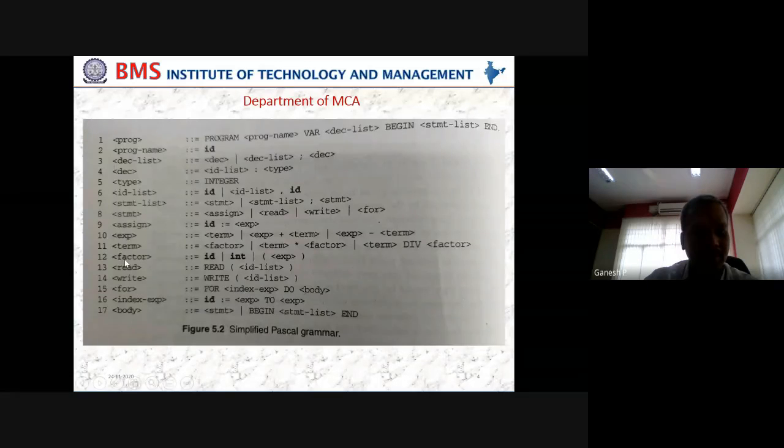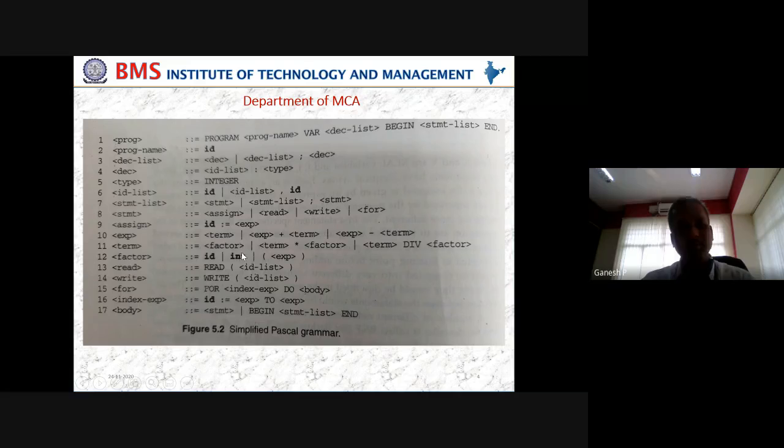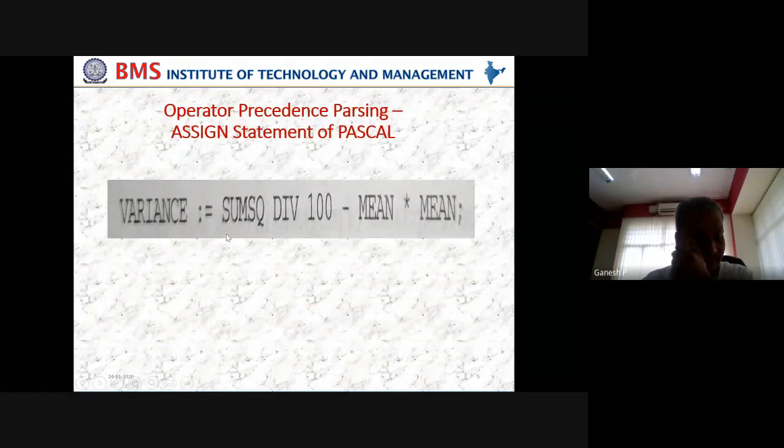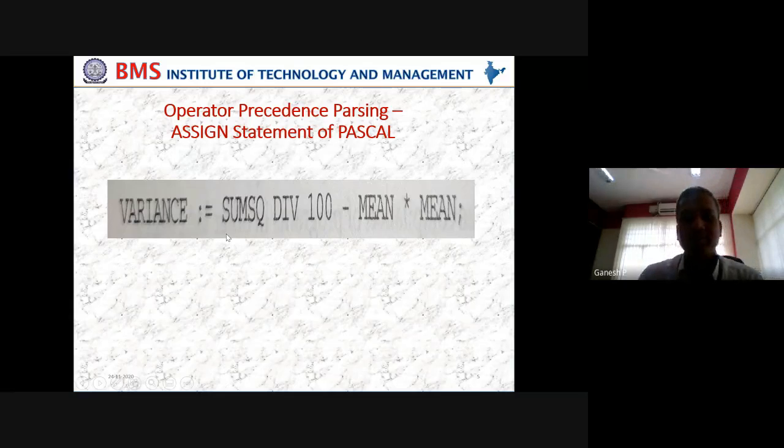In this, again, factor is not defined yet. So what is a factor? Factor can be an ID or an integer, or it can be expression itself. So like this, we have a definition of the assignment statement in terms of points 9, 10, 11, and 12 here, and it finally culminates with either an ID or an integer. Now, given this input or grammar, we need to verify if this assignment statement, variance is equal to sum SQ divided by 100 minus mean into mean, is a valid grammar as far as the operator precedence parsing process is concerned.